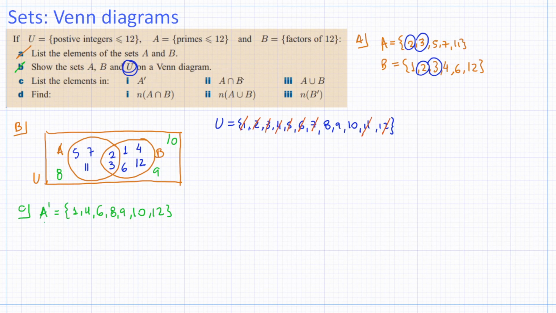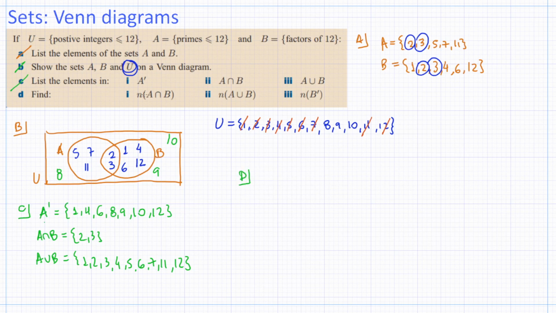Now what about A intersection with B? Well, A intersection B is what they have in common, so 2 and 3. What about A union B? It is what you get when you add what both of them have. So we're going to have 1, 2, 3, 4, 5, 6, 7, no 8, no 9, no 10, 11, and 12. That would be our union. So, done.